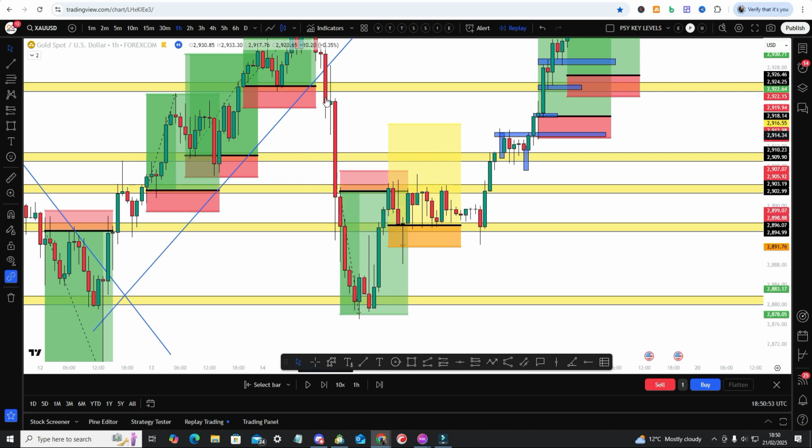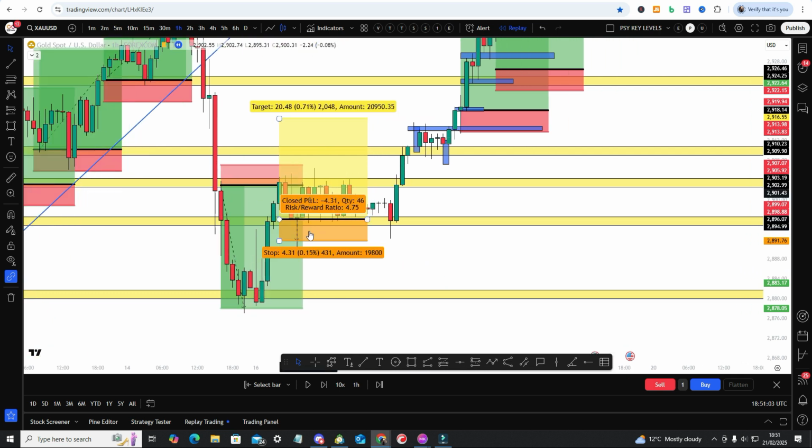Why? Because it's a tug of war now, right? A lot of sellers versus a decent amount of buyers. In a fight like that, you never know who's going to turn out to be the winner. Anything can happen, and that's why you get this losing trade.